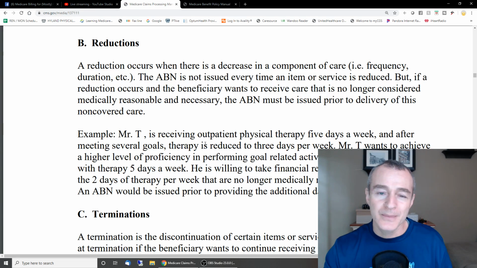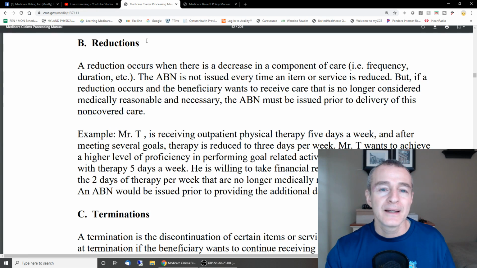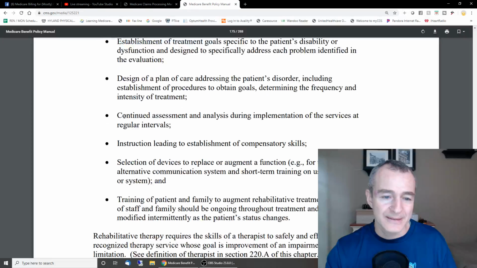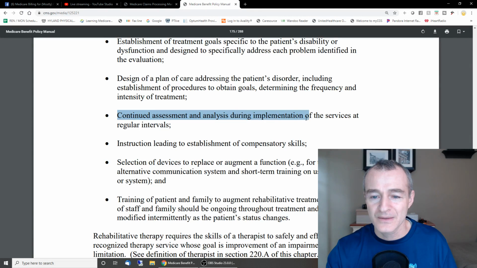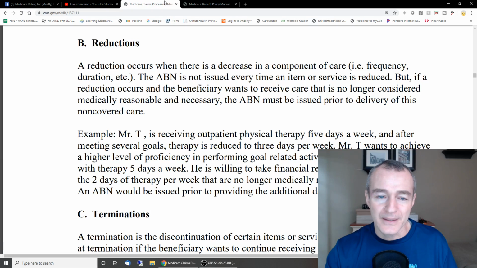An ABN would be a great opportunity, so maybe you reduce their covered service to 1 session a month for reassessment. And if you look back here, continued assessment and analysis during implementation of the service at regular intervals. That could be a once a month deal.